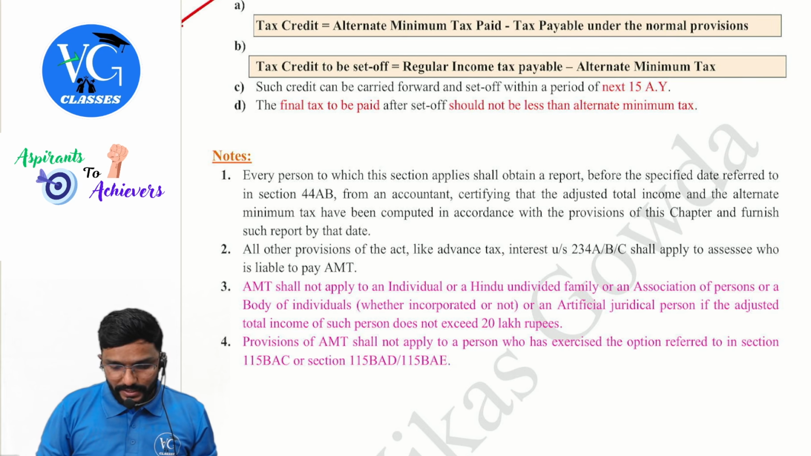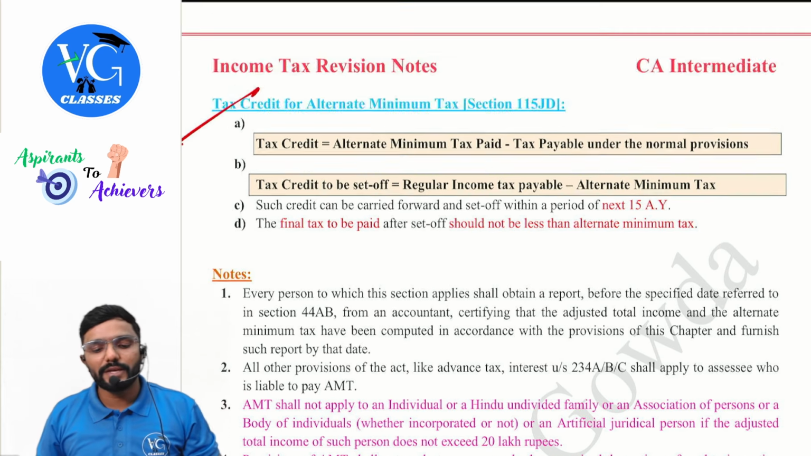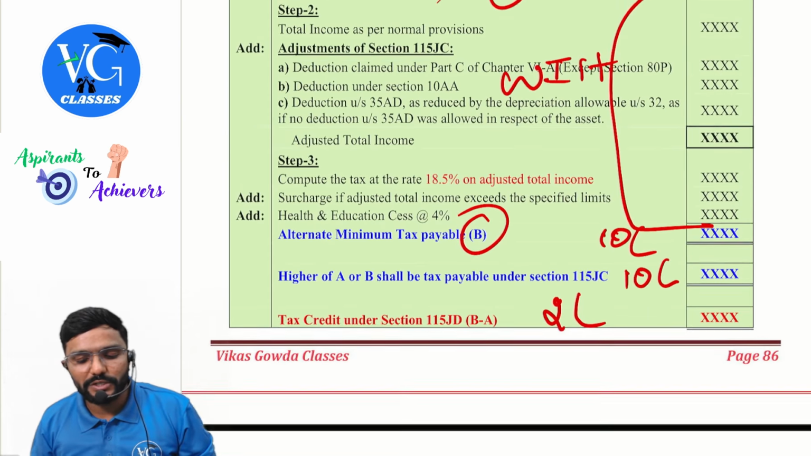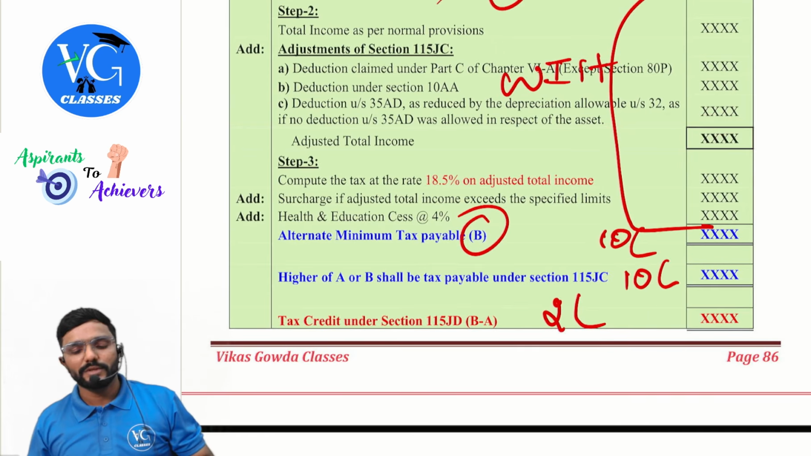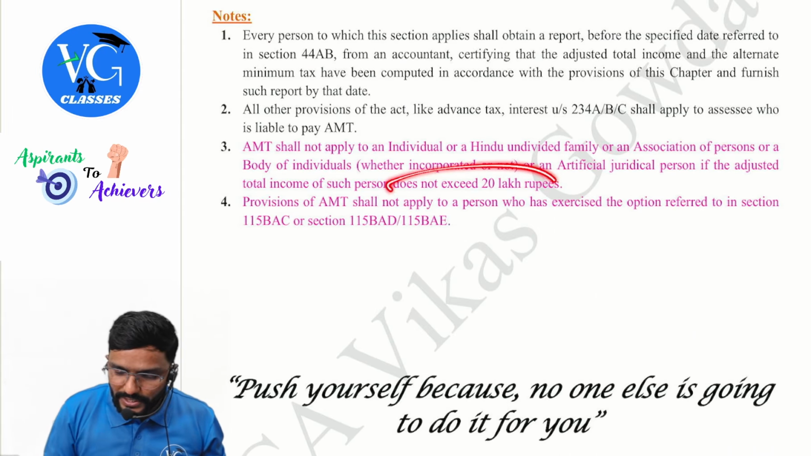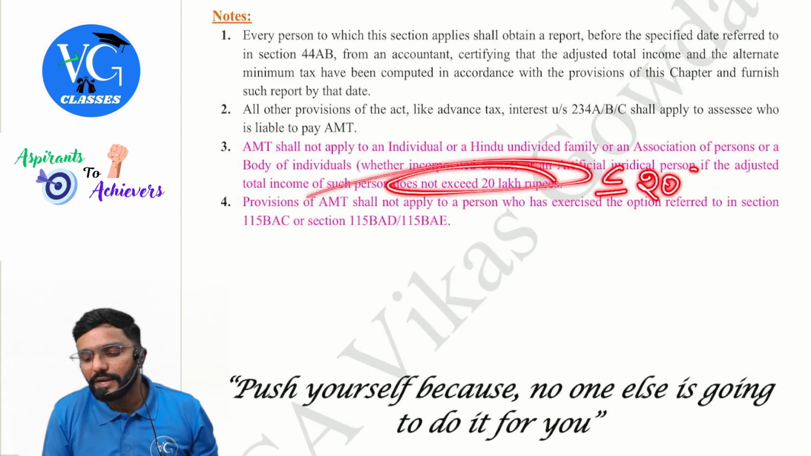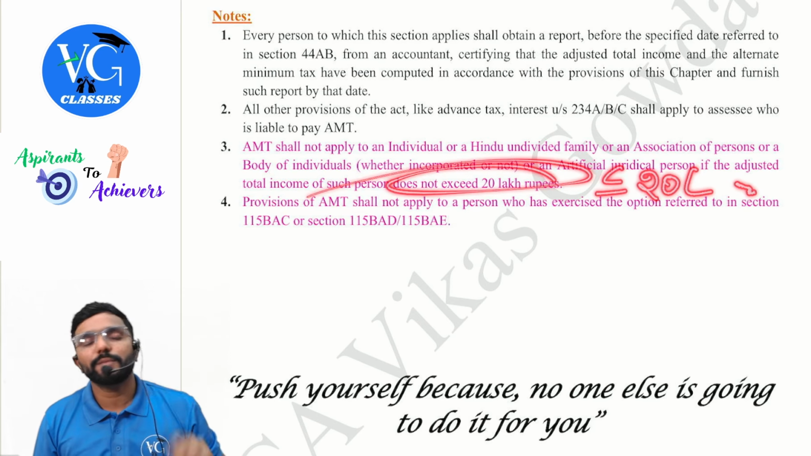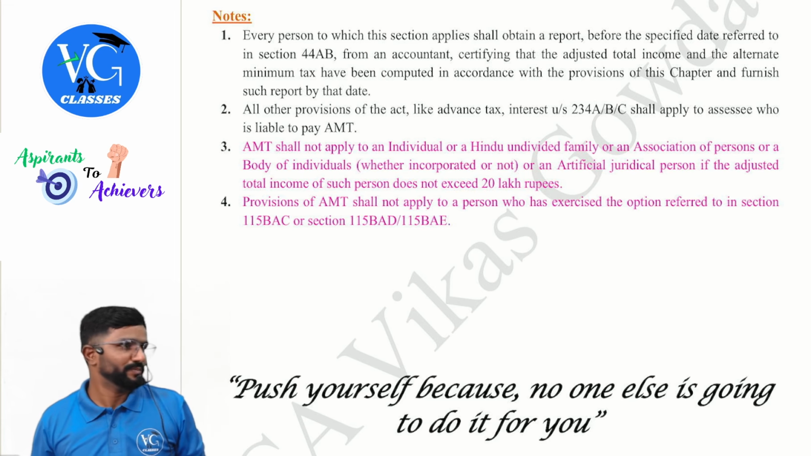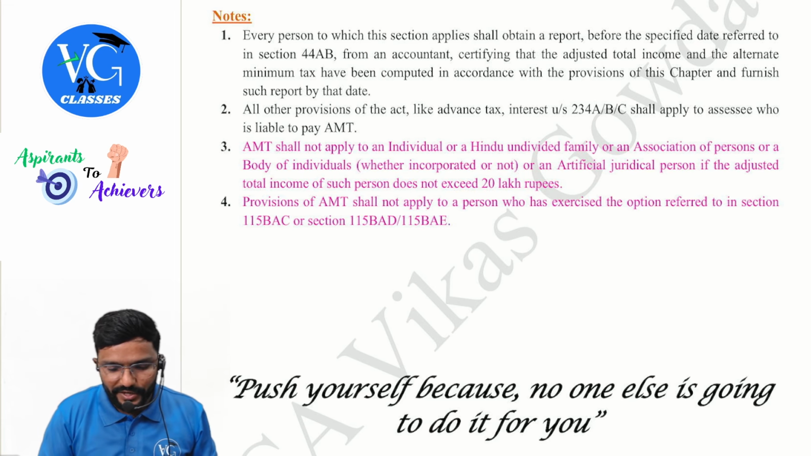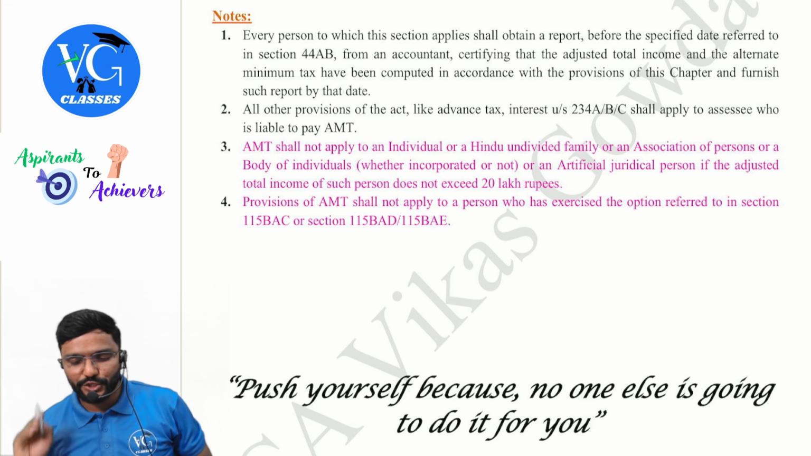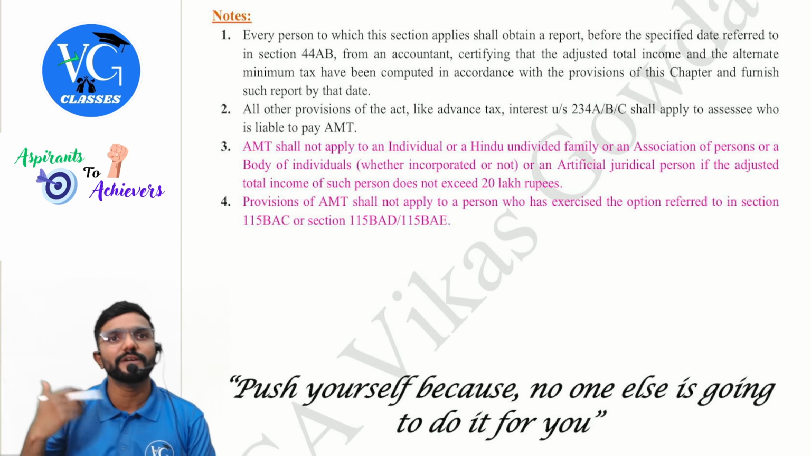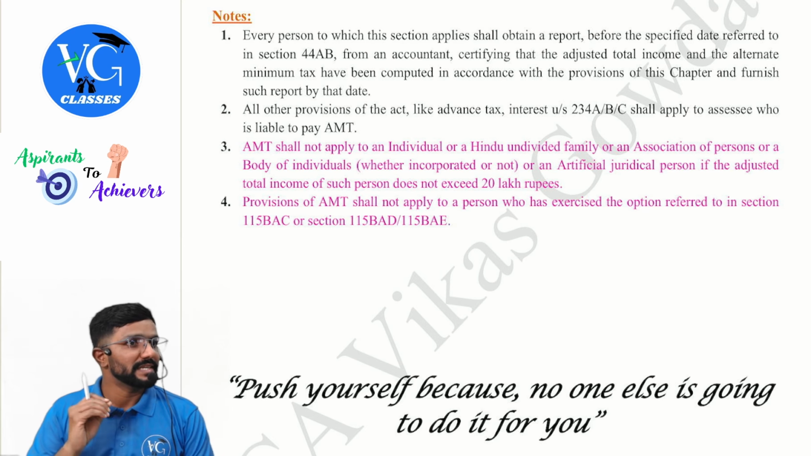Next, guys, AMT provisions will be applicable whenever the assessee has claimed any of this. But if adjusted total income is less than or equal to 20 lakh, then the AMT provision is not applicable. Only for slab rate assessee. Look here. AMT shall not apply to individual, HUF, AOP, BOI and artificial juridical person if adjusted total income of such person does not exceed 20 lakh. Clear? Yes, only slab rate assessee.